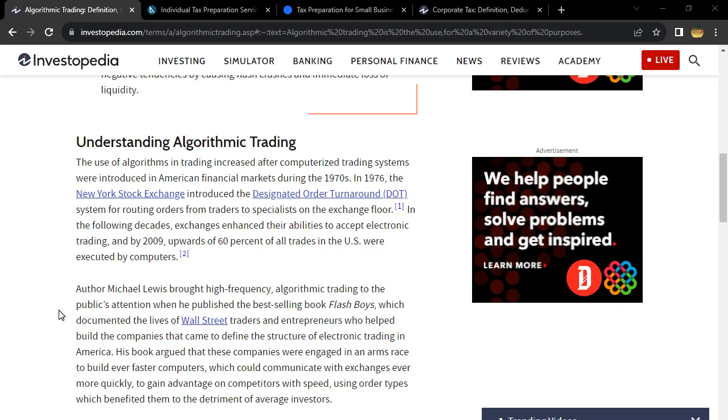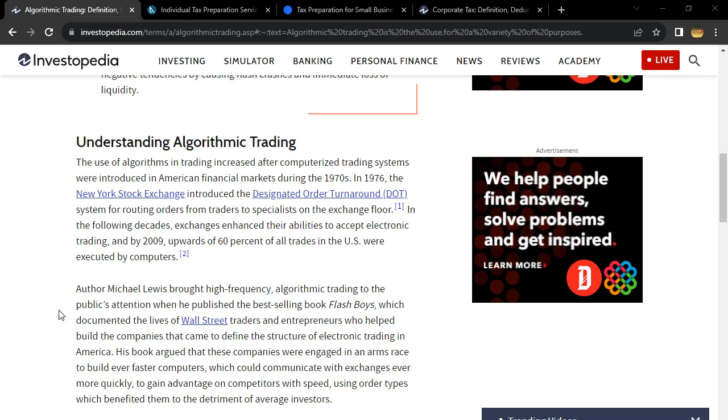Understanding algorithmic trading. The use of algorithms in trading increased after computerized trading systems were introduced in American financial markets during the 1970s. In 1976, the New York Stock Exchange introduced the Designated Order Turnaround (DOT) system for routing orders from traders to specialists on the exchange floor. In the following decades, exchanges enhanced their abilities to accept electronic trading, and by 2009, upwards of 60% of all trades in the US were executed by computers.